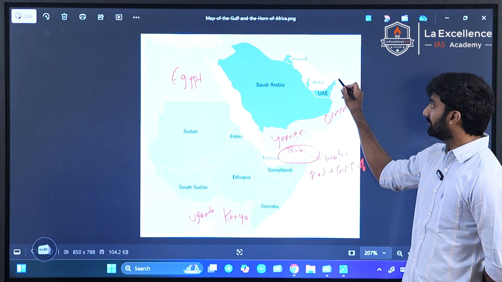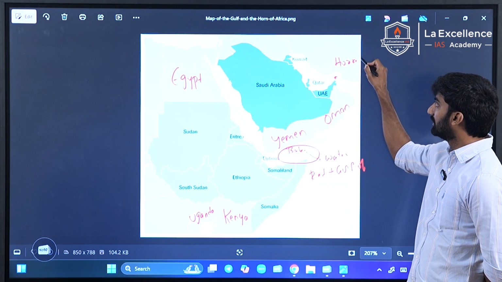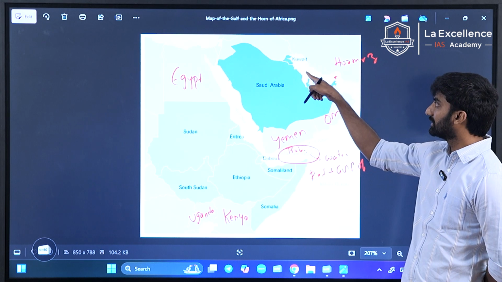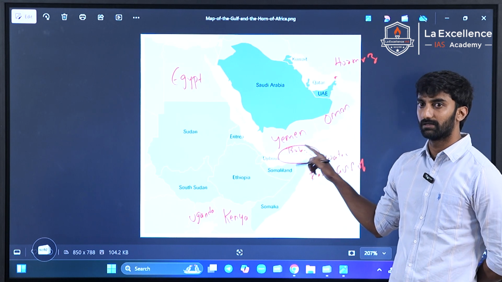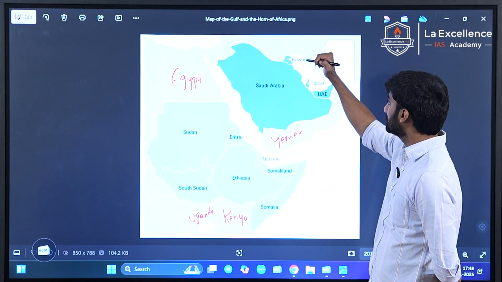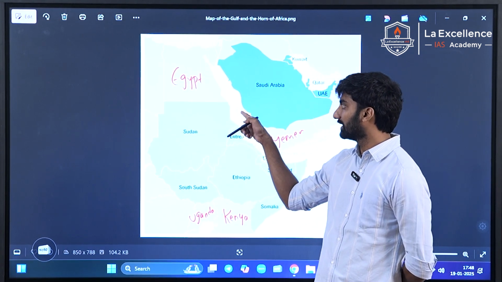Similarly, in this region, we have another small strait, a water body called Strait of Hormuz, and this Strait of Hormuz connects Persian Gulf with Gulf of Oman. These two straits are very important. First point. Second, UPSC is asking certain questions, countries and bordering seas, sea and bordering countries.